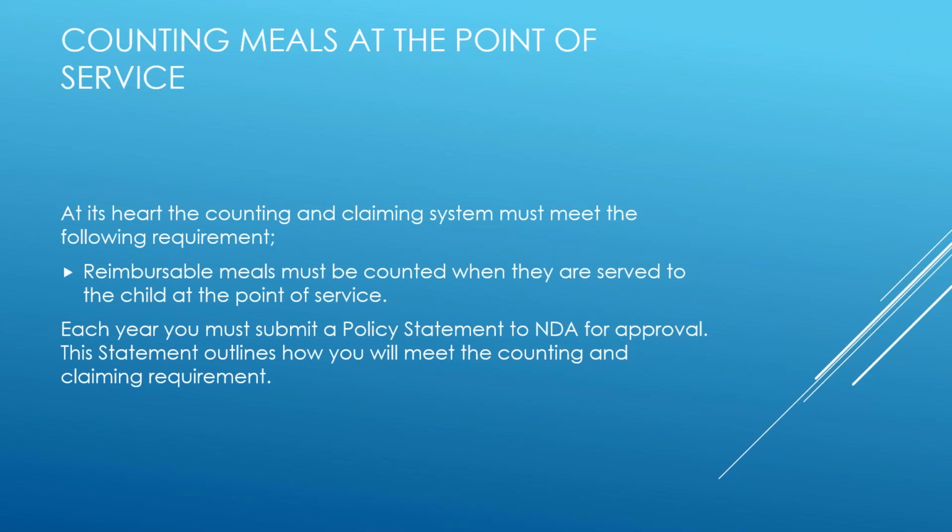Each year, a policy statement is submitted to NDA for approval, and this statement outlines how you will meet the counting and claiming requirements. It generally goes something like, the students will come through the line and there will be a staff member at the end of the line ensuring that the meals are reimbursable and counting the students. If you don't know what this is, you may want to talk to the program side of your staff to find out what your policy statement is to ensure that you're in compliance with it, because we do look for this when we come out to do the administrative reviews.